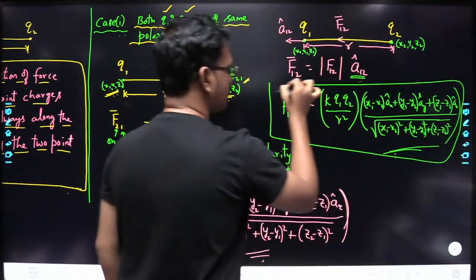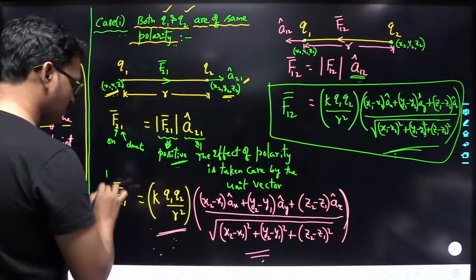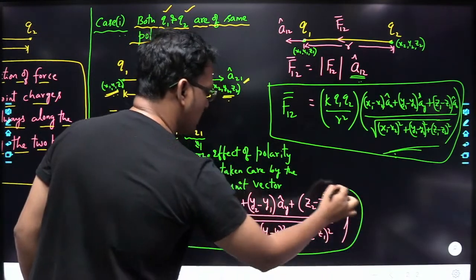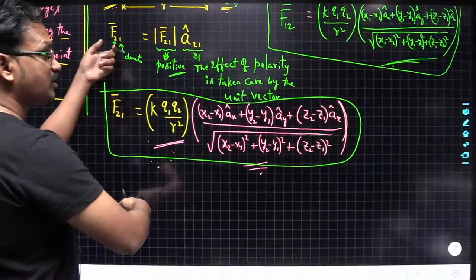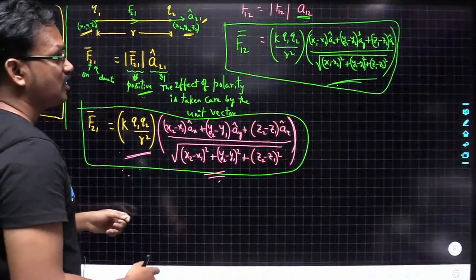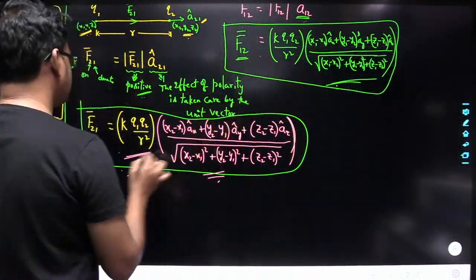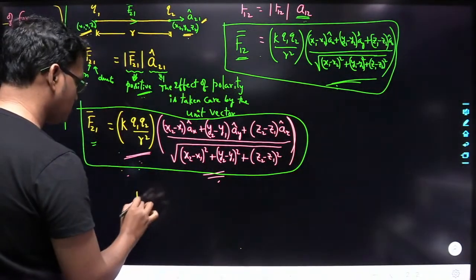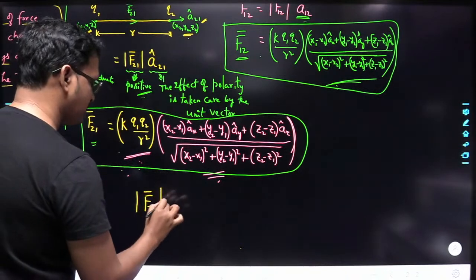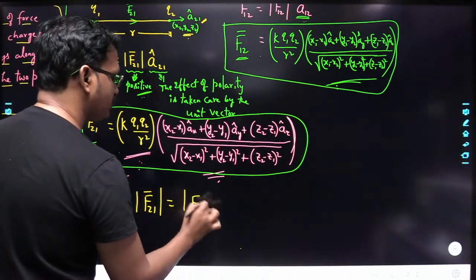Right? Okay, so if you observe the force on 2 due to 1 and the force on 1 due to 2, what is the conclusion we can make here? Tell me. So the magnitude of F12 is the same as the magnitude of F21. Yes or no? So the magnitude of F21 bar is the same as the magnitude of F12 bar.